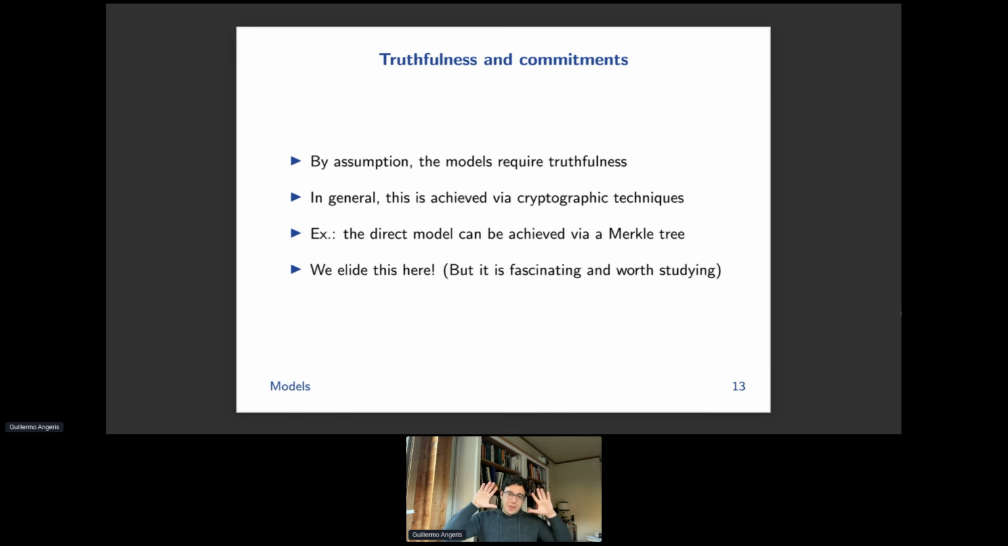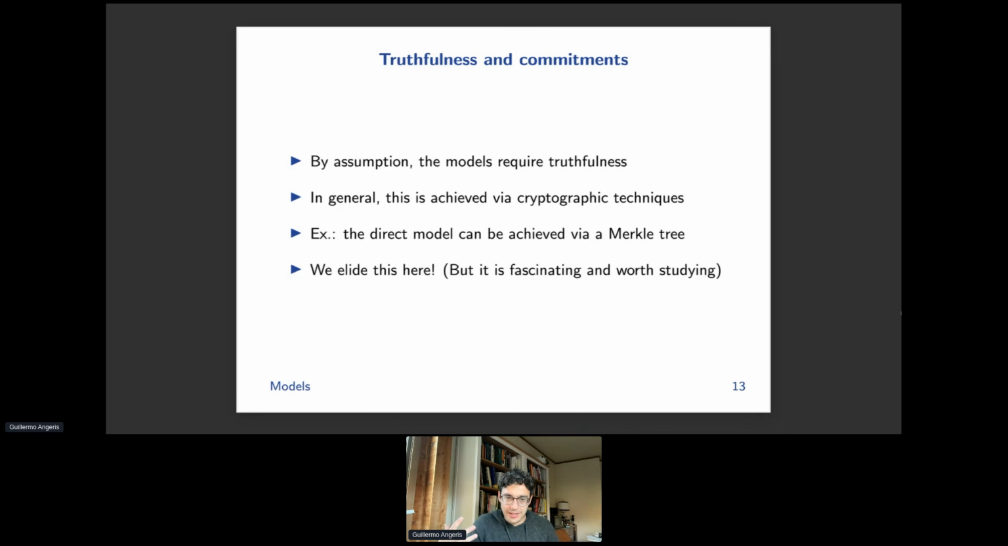So, I alluded to this fact that this is a very strong claim, right? I'm telling you there's a message X and you have access to it. It's a very strong thing to just be able to do, especially in things like zero knowledge where you might not actually trust the other party. So the models by definition require this notion of truthfulness. Thankfully, people much smarter than me have been working on this idea for a very long time. And they say, here is a black box that allows you to guarantee a certain notion of truthfulness. And that notion of truthfulness is achieved via cryptographic techniques.